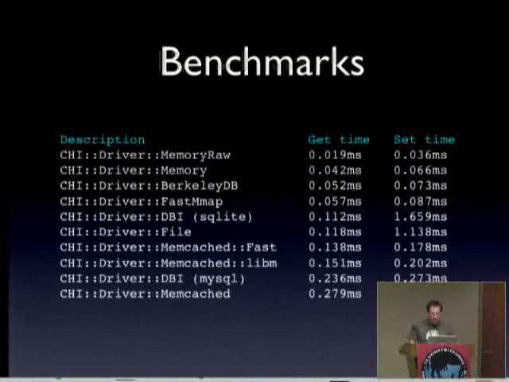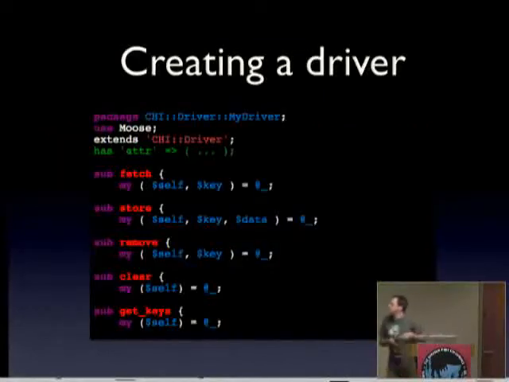I'll show you really quickly. I wasn't sure whether to show the slide. But basically, this is what's involved in creating a driver. All you need to define is how to fetch from the driver, how to store something to the driver, how to remove, how to clear all the keys, and how to get all the keys. So if you just create a little subclass and define these five methods, you've created a new driver for whatever kind of storage you wanted.